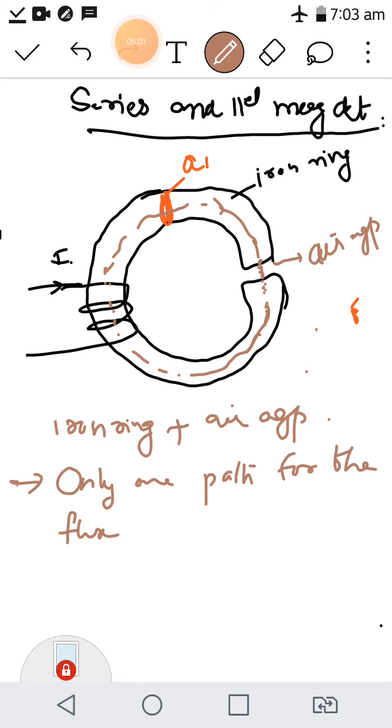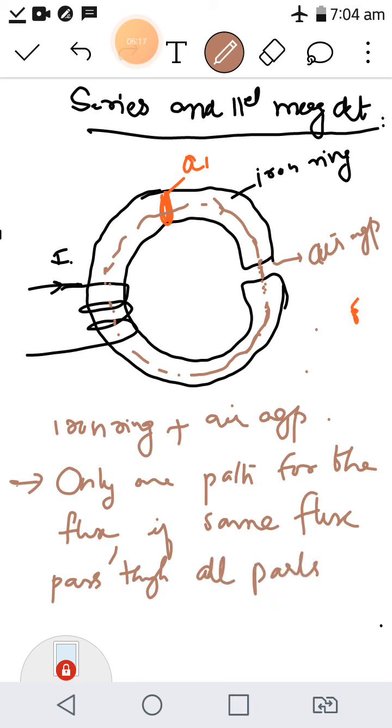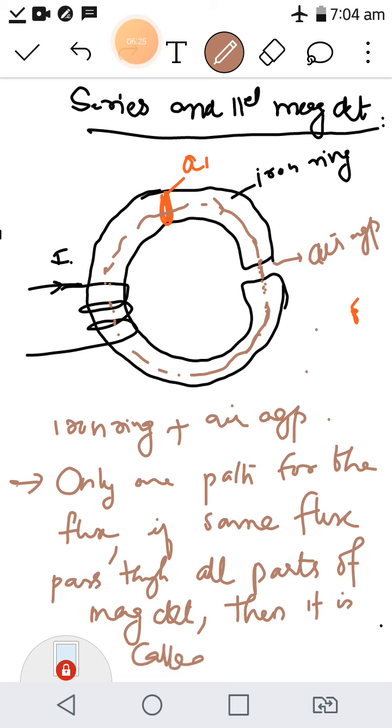Okay, if the same flux passes through all parts of the magnetic circuit, then it is called a series magnetic circuit.